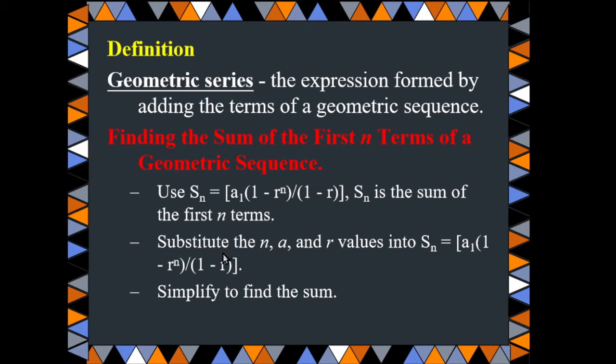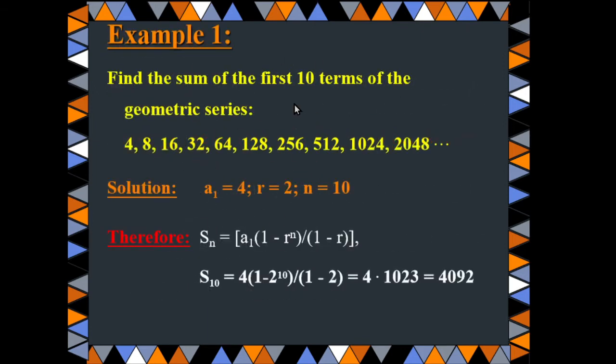We substitute the values into the formula: we have n, a sub 1, and the common ratio. Then just simplify and we get the sum of the given terms. Let's have an example for you to better understand what a geometric series is. Find the sum of the first 10 terms of the geometric series: 4, 8, 16, 32, 64, 128, 256, 512, 1024, and 2048.